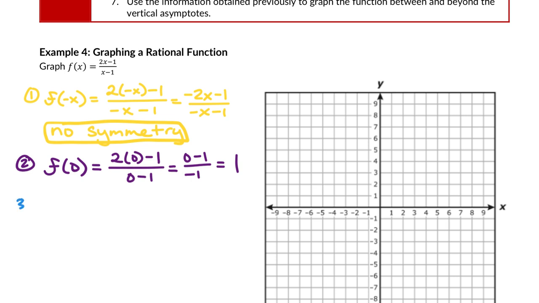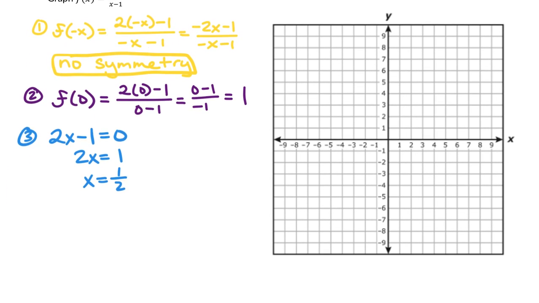We find the x-intercepts by setting the numerator equal to 0 and solving. My numerator for this problem is 2x minus 1, so I'm going to take 2x minus 1, set it equal to 0, and solve. Add 1 to both sides, divide by 2. I have one x-intercept, and it occurs at 1/2. Are we following? Yep. So we did symmetry, we did y-intercept, we did x-intercept.